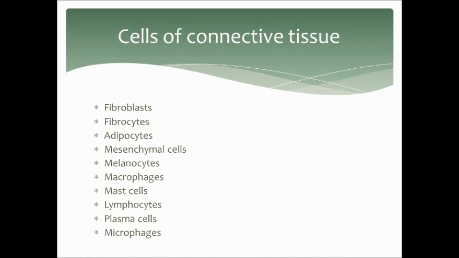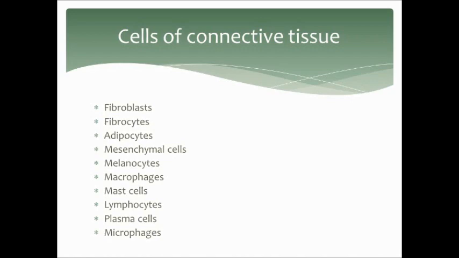So some of the cells that are found in connective tissues. There are some cells that are for maintenance, repair, and energy storage, and those are the fibroblasts, fibrocytes, adipocytes, and mesenchymal cells. There are also some cells that function for defense and repair, and those are our macrophages, mast cells, lymphocytes, plasma cells, and microphages. Our fibroblasts are the only cells that are always present in connective tissue proper.